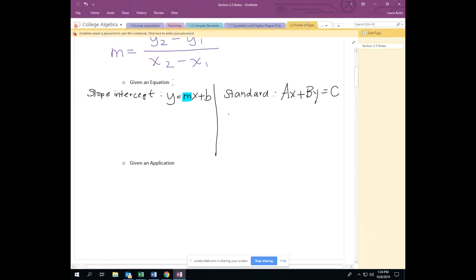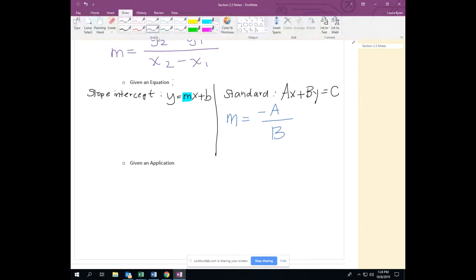So to find the slope, if your equation is in standard form, you use this formula. M equals the opposite of A divided by B. This is going to set up a fraction, and then you want to simplify the fraction as much as you can. So either one of these forms of an equation will work to find the slope.